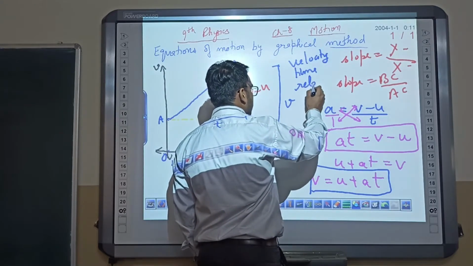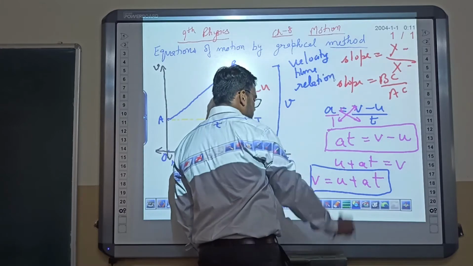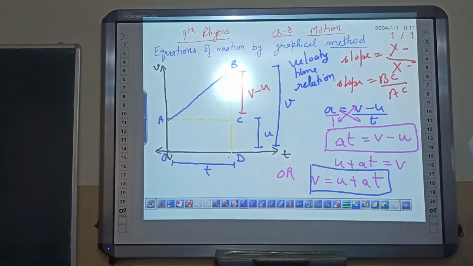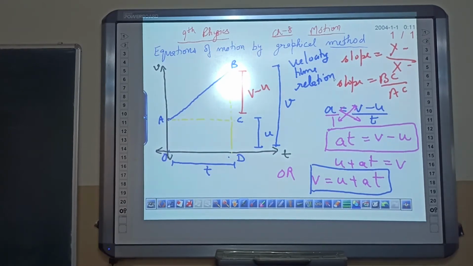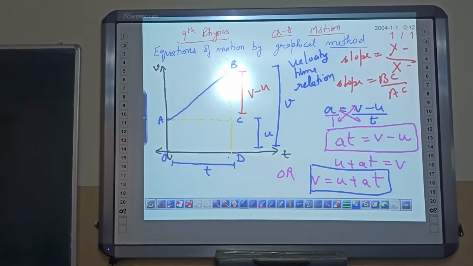So what is the velocity time relation? It is v is equal to u plus at. Initial velocity is independent of acceleration and final velocity, because initial velocity is the velocity by which we start our journey. Final velocity depends on acceleration and time. So this is v is equal to u plus at. This is the first equation of motion. Is this okay? Note it down, take a screenshot.